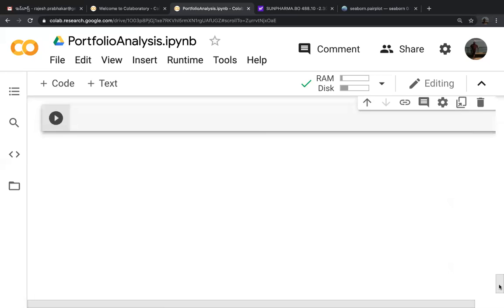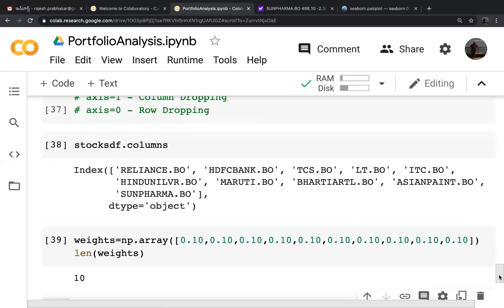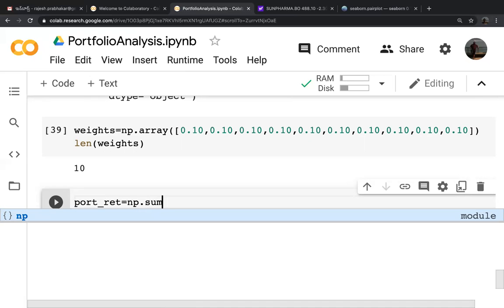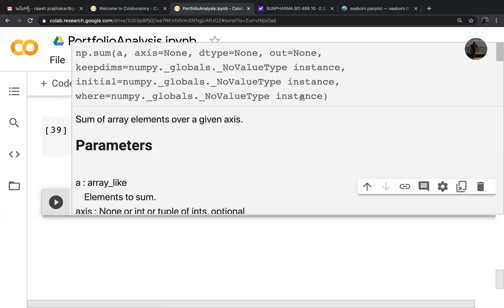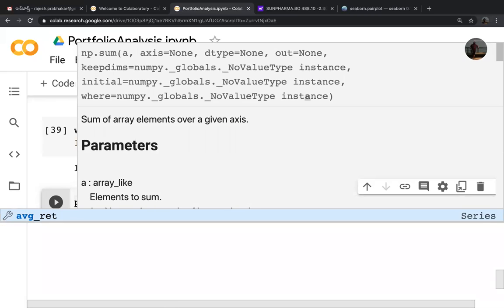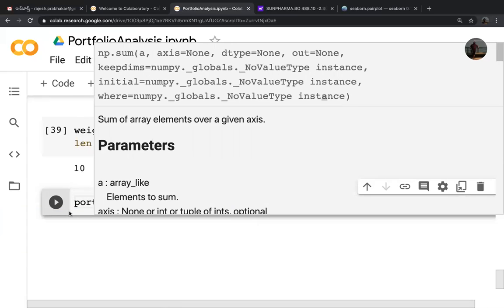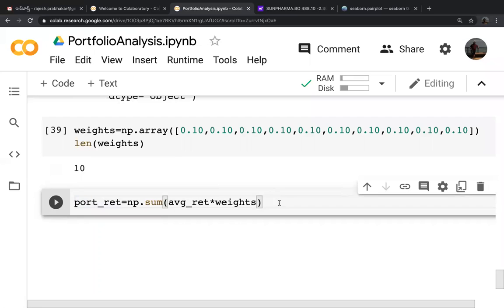Okay, now we will calculate portfolio return. portfolio_ret is equal to np.sum, open bracket, average_ret into weight. So portfolio return we call it np.sum of average return into weight.